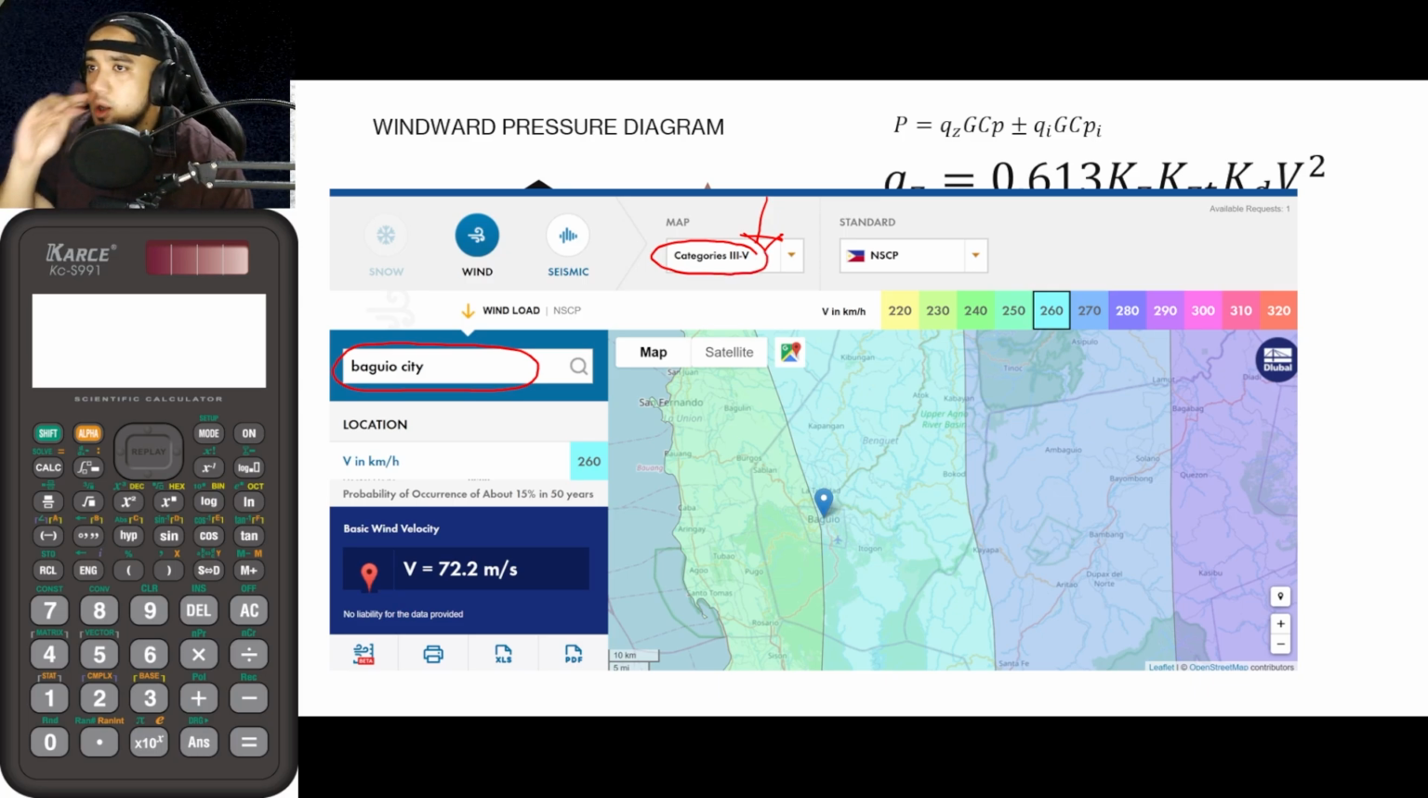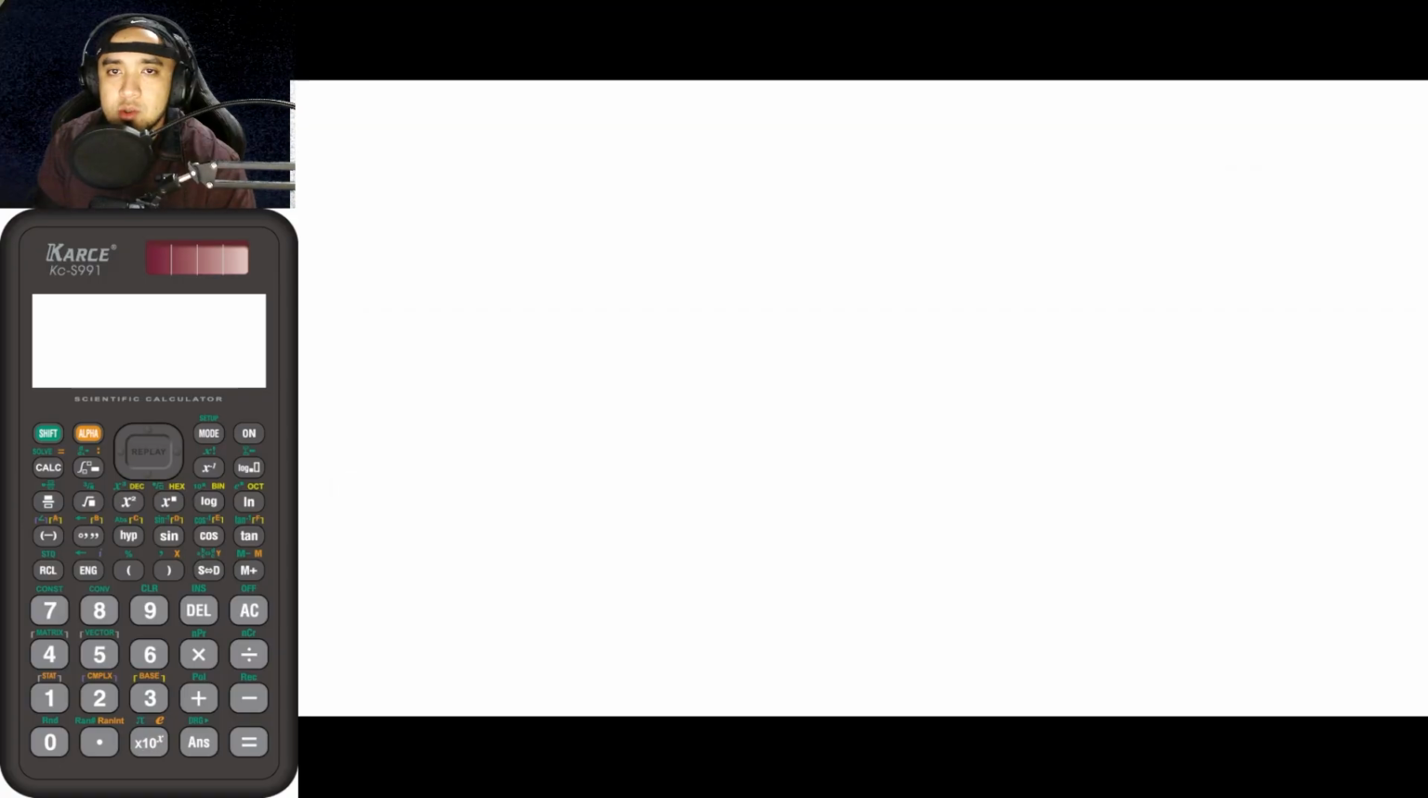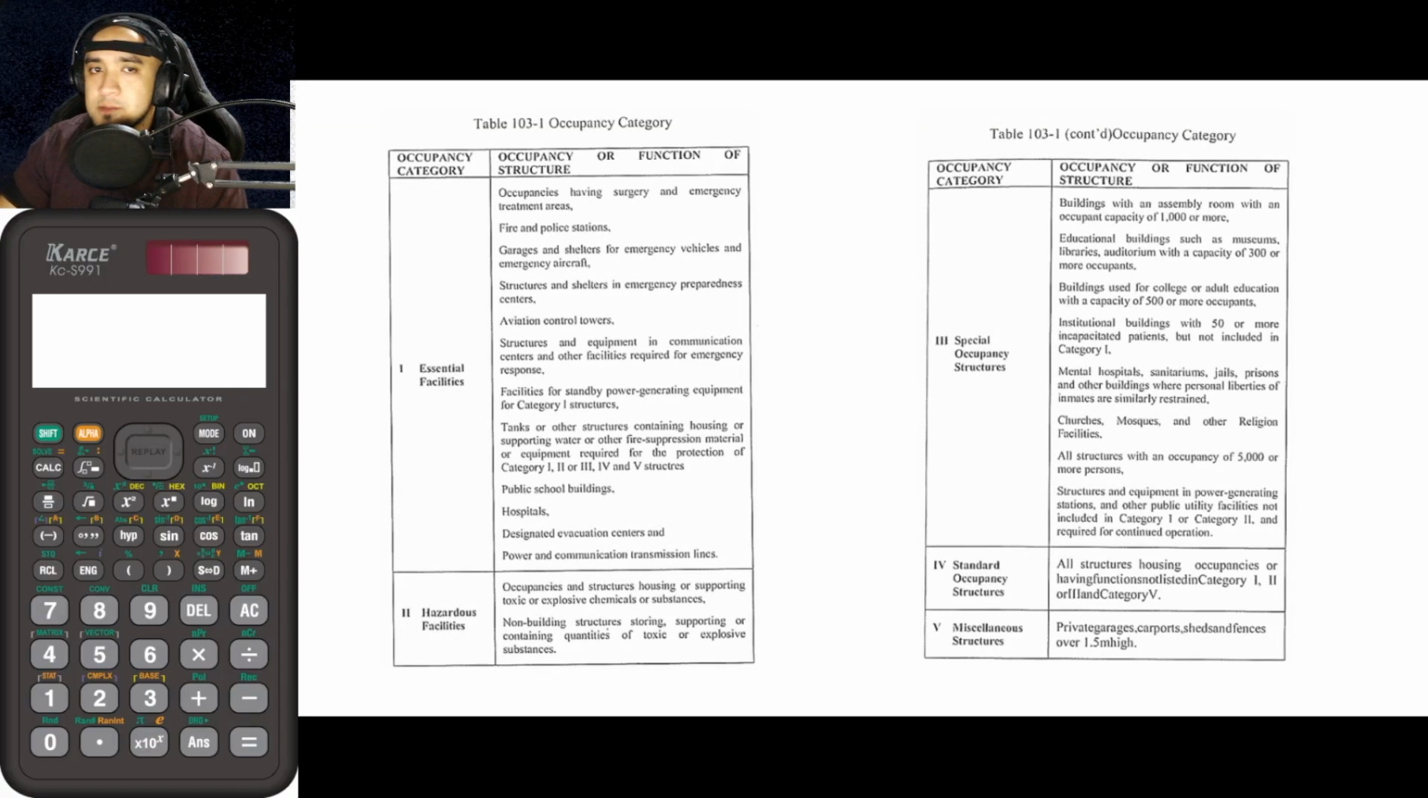Okay, so here in the Philippines, or here in NSCP, we actually have 5 occupancy categories. Namely, we have the essential facilities, which is occupancy category 1. When we say essential facilities, it consists of the following but is not limited to: fire and police stations, structures and shelters in emergency preparedness centers, for example evacuation centers, then also hospitals and public school buildings, as long as it is essential. When we say essential, it is of topmost importance. So again, that is occupancy category 1.